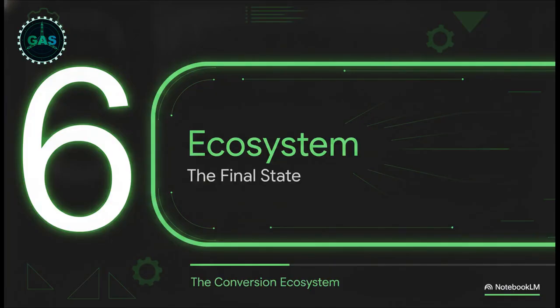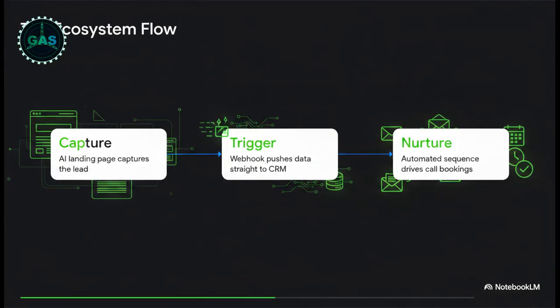Section 6, the conversion ecosystem. So let's review the final ecosystem. Look at the journey of a complete stranger transforming into a booked appointment. Step 1. A prospect lands on your high-end, AI-designed page, skims that hyper-targeted copy, and feels compelled to enter their details. Step 2. The webhook fires instantly, pushing that exact data straight into your CRM. Step 3. An automated nurture sequence takes over, strategically warming up that lead with emails until they are driven directly into your calendar for a customized consulting call.